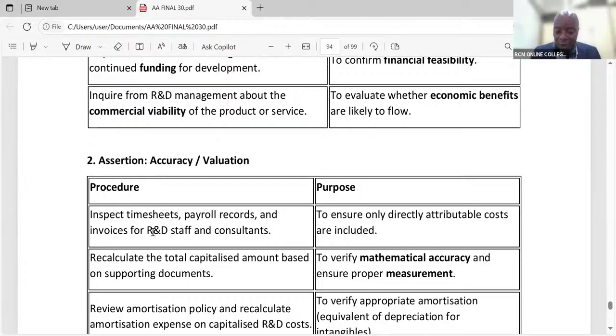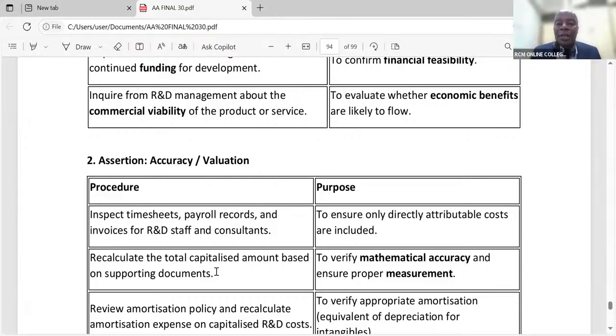Because remember, in the evaluation, I would expect labor cost. So I have to audit the labor cost to see whether everything is okay, to ensure that only directly attributable costs are included. Because in the evaluation, we expect these labor costs. Recalculate the total capitalized amount based on support documents.